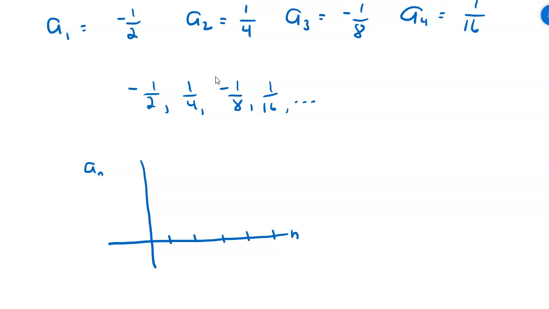All right, so the first term we said was negative 1/2. That looks like it's roughly down there. The next term then will be positive 1/4, so that's up here. The next one then will be a negative 1/8. The next term will be a positive 1/16th, and what you can see is that these terms are approaching zero, but they're not approaching zero from one side, they're approaching zero from both sides.